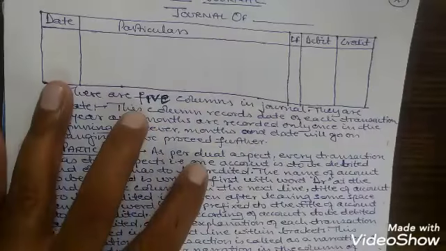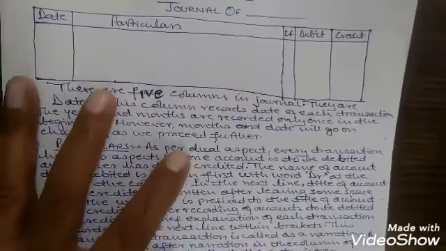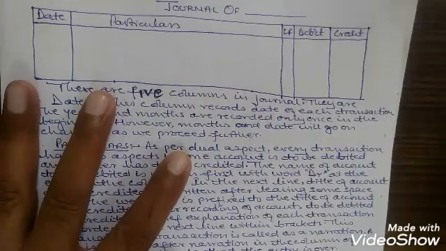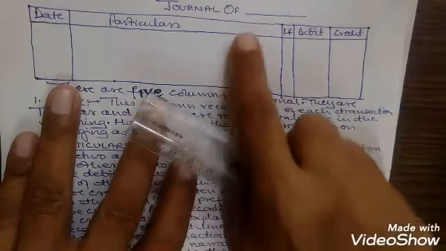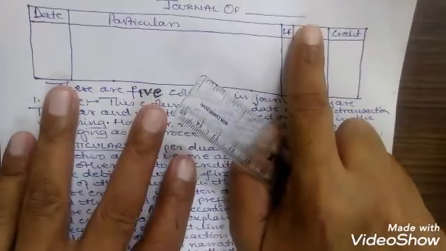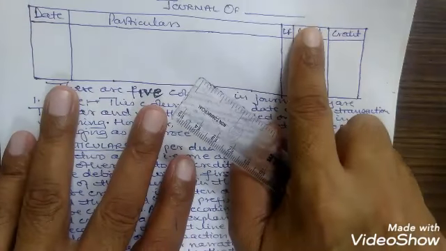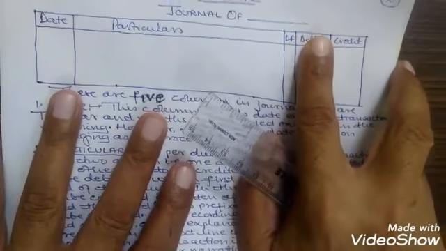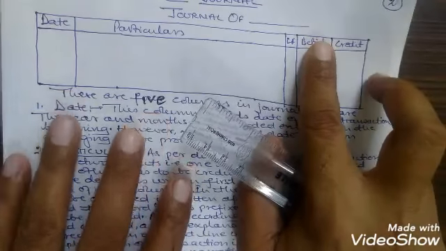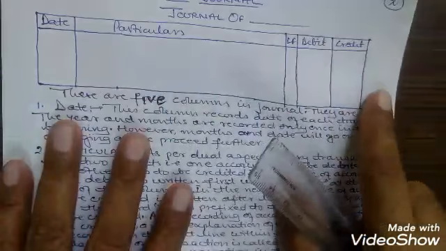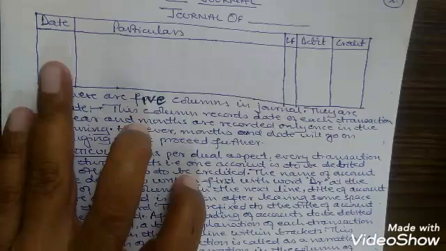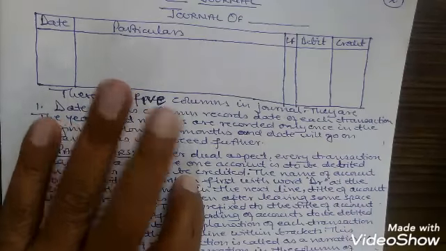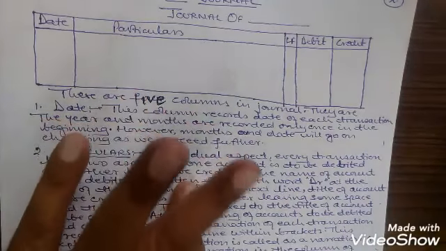We are going to start with the format of journal. At the top, we will write down journal of. Here we will mention the name of the firm whose journal or the person whose journal we are preparing. Then the 5 columns will be drawn. These columns will have date, particulars, LF, debit, credit.